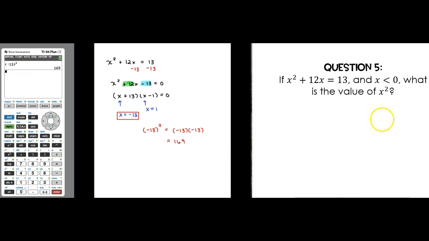And that'll be our final answer for this one. When we are thinking about the x value that is less than 0, the value of x squared for this function is 169. Final answer.